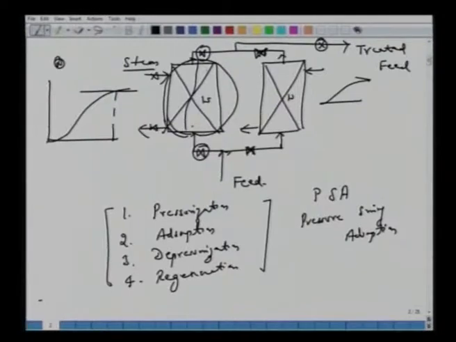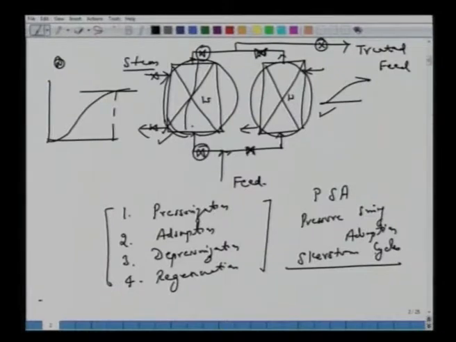Essentially, one bed is in operation, the other bed is getting regenerated. When this bed is in operation, this bed is getting regenerated. And the cycle is traditionally known as a Skarstrom cycle. So for this course, this is good enough. This type of introduction is for your knowledge.